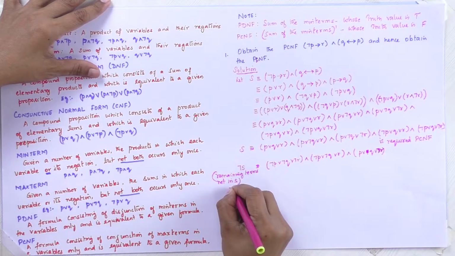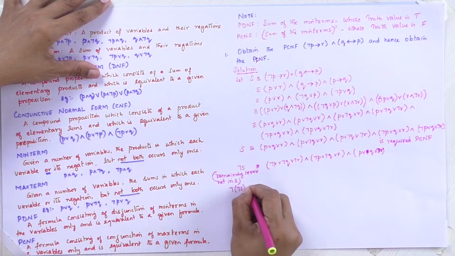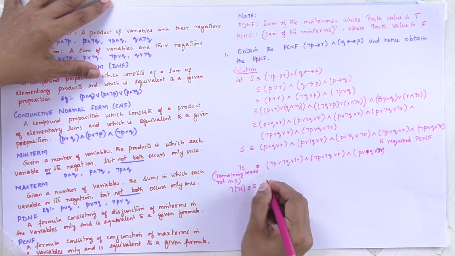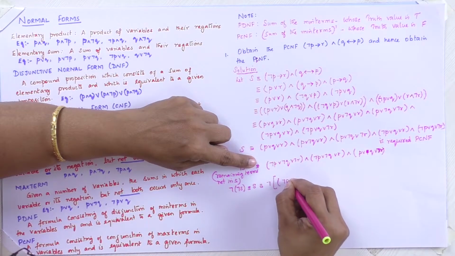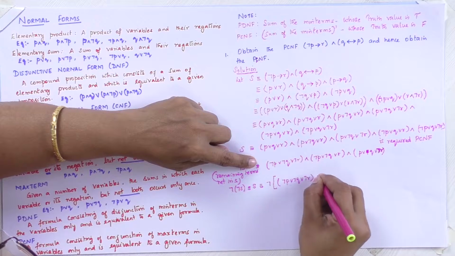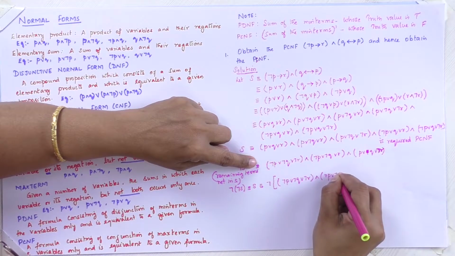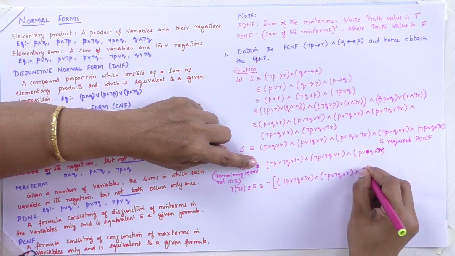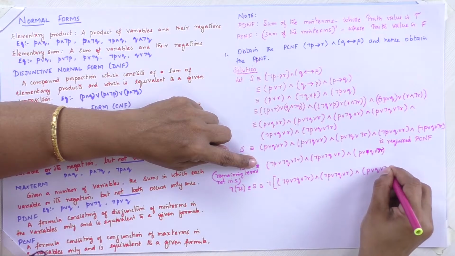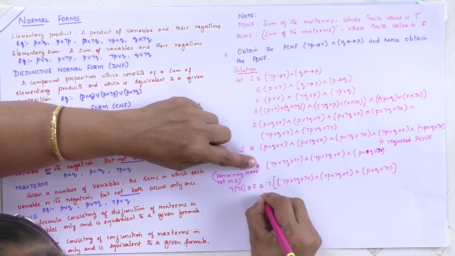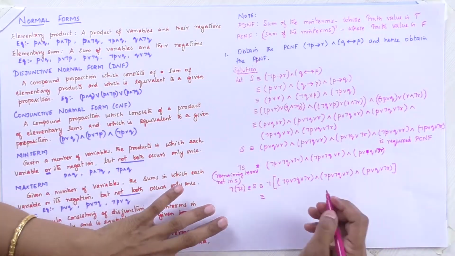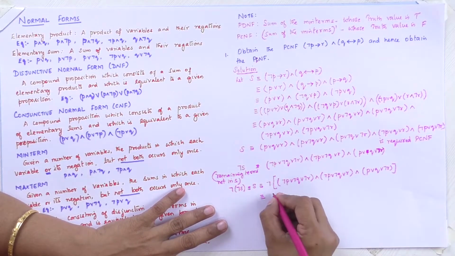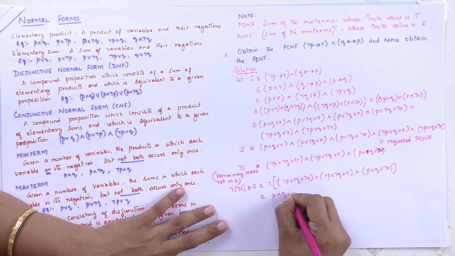Now I will find out the negation of the negation, which is equivalent to S. For this I will have to take the negation: negation of negation P or negation Q or negation R, and negation P or negation Q or R, and P or Q or negation R. S is the original statement, and for this statement I am finding out the PDNF. So I will have to apply De Morgan's law. Then it becomes P and Q and R.